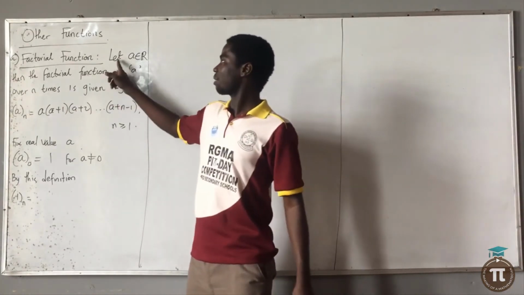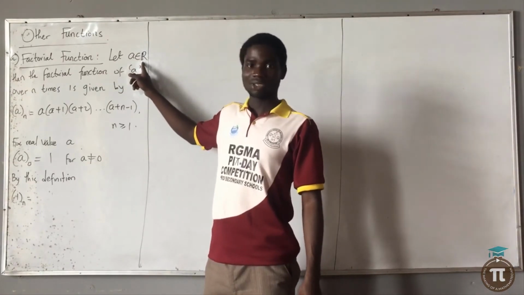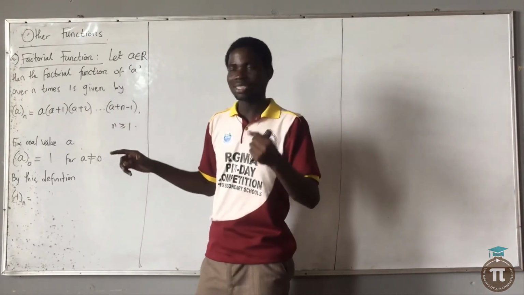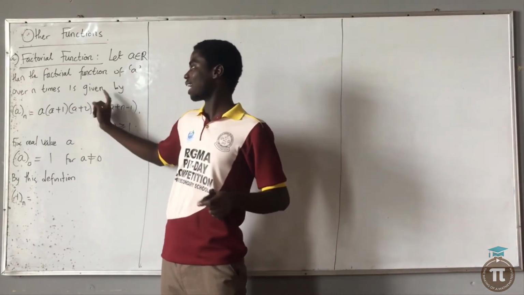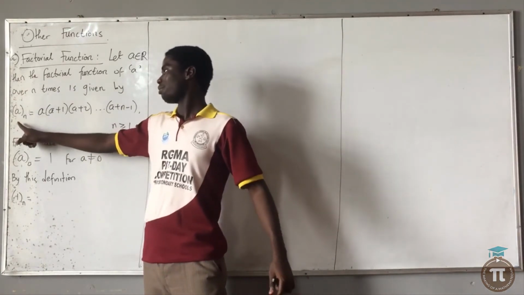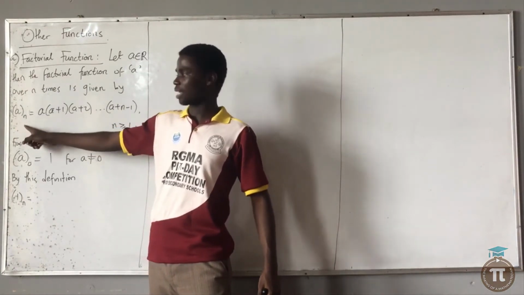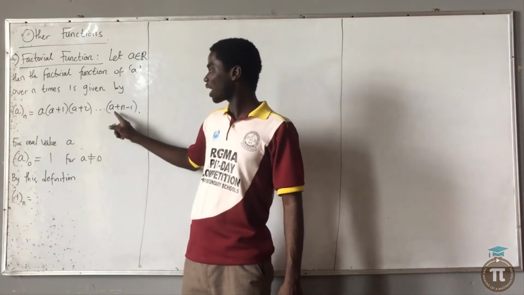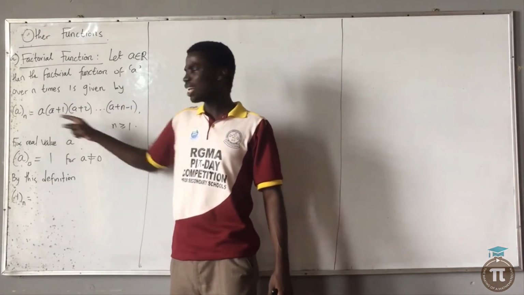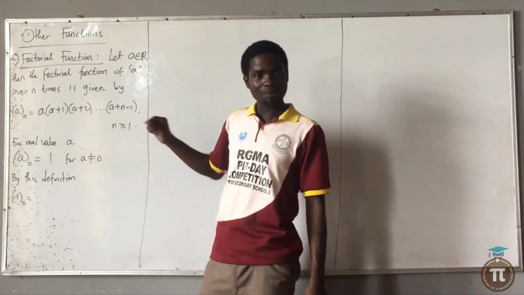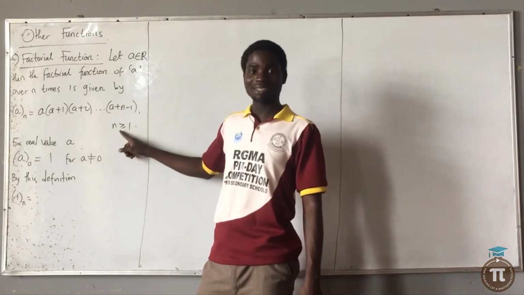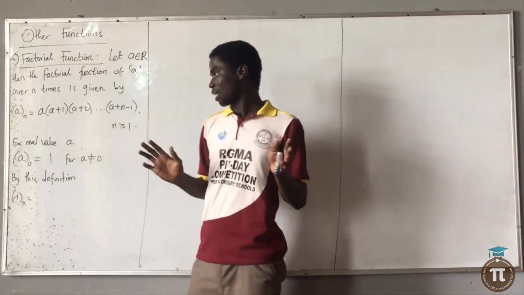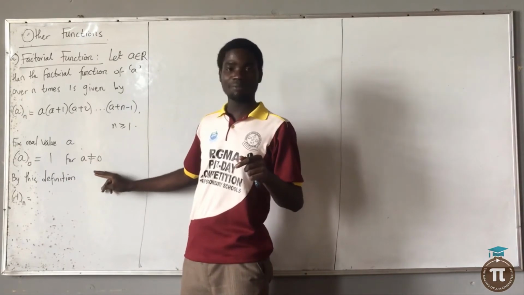So again, let A be an element of R, the set of real numbers. Then the factorial function of A over n times, which is how we call it and how we denote it, is given as A plus 1, A plus 2, A plus 3, until you get to A plus n minus 1. That is where you stop, for all n greater than or equal to 1. Now, for real values, A of 0 is equal to 1.